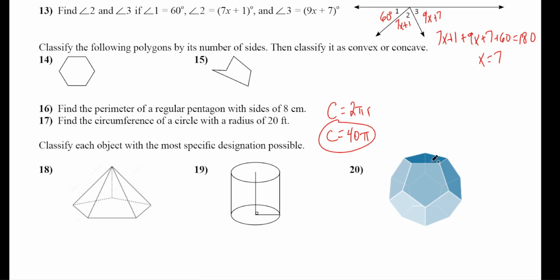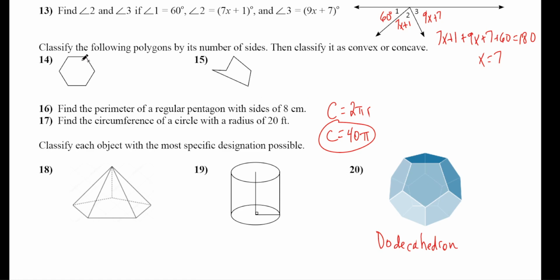What's this thing? How many faces? Now watch. There's 1, 2, 3, 4, 5, 6 on this side. Then there's what? 6 on the other side. 12 altogether. Do you remember what it's called? Dodecahedron. Okay? All right, that's good enough.